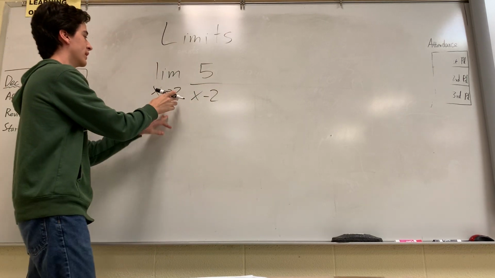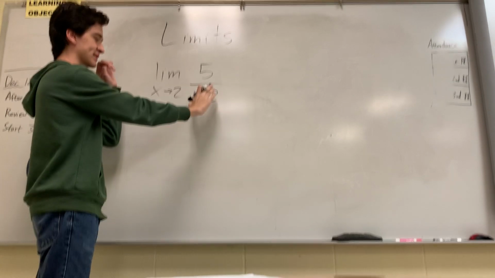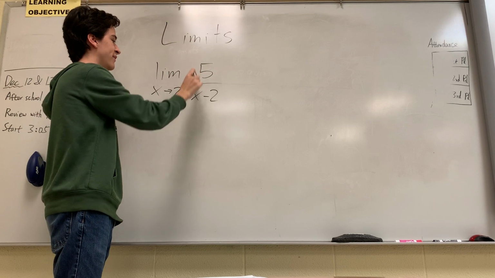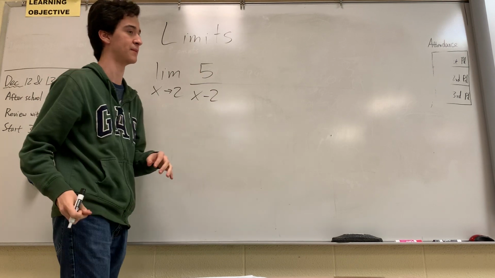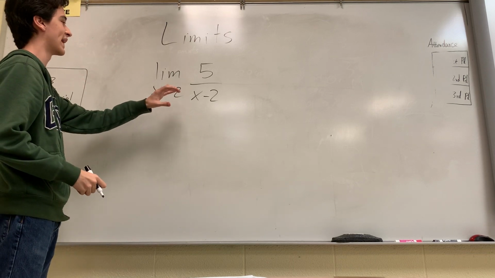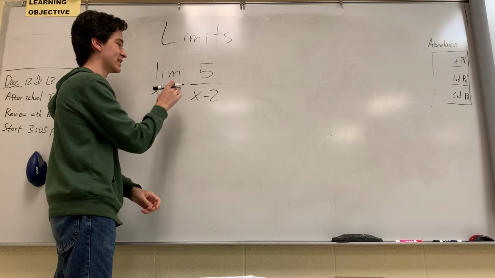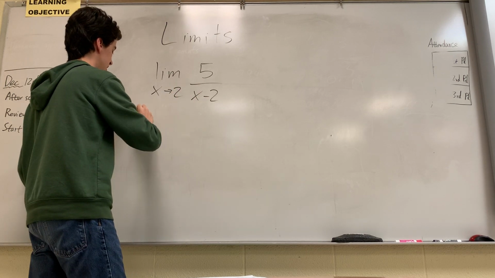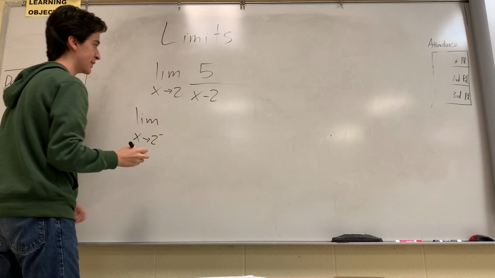So the first thing that you should do whenever you have a limit that's algebraic like this is plug in this x value. When we plug this in, we have 5 divided by 2 minus 2, which is 0. So 5 divided by 0 is not defined. We can't just plug it in and see what it's going to equal. So we should try the left side limit and the right side limit to see what's actually going to happen.